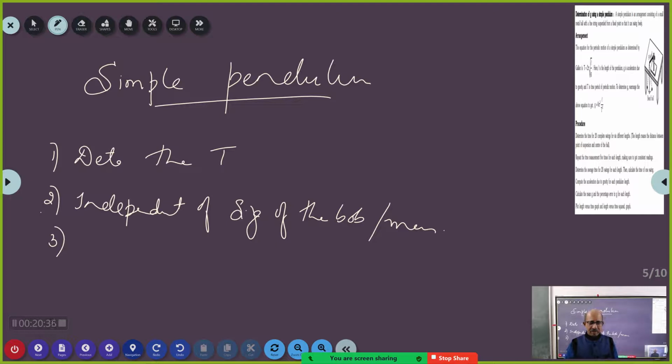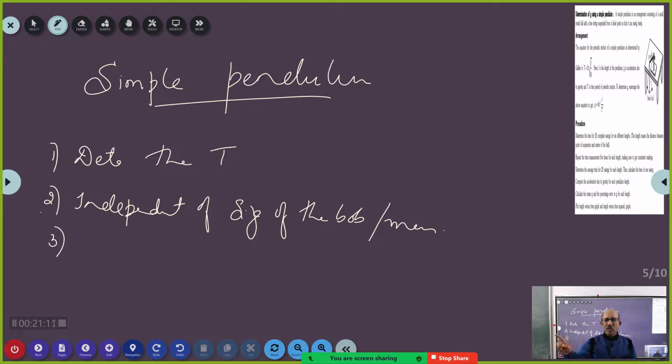Anybody from ICSE syllabus here? Did you conduct this experiment in your school? Yes, sir. And what did you do there? We calculated the time period and verified T equal to 2 pi root L by g. You calculated that. How did you calculate? Not calculated, we measured the time period. How? In real time, how did you measure? We had a stopwatch.